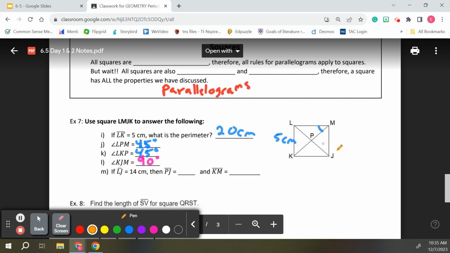If LJ, so here's LJ, equals 14 centimeters, then PJ ends up being 7 because it's cut in half, because those diagonals bisect each other. And KM is going to be congruent with LJ, so that is also 14.